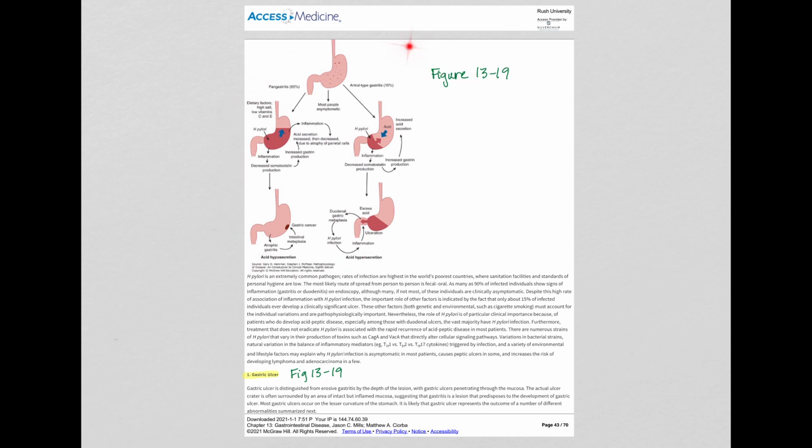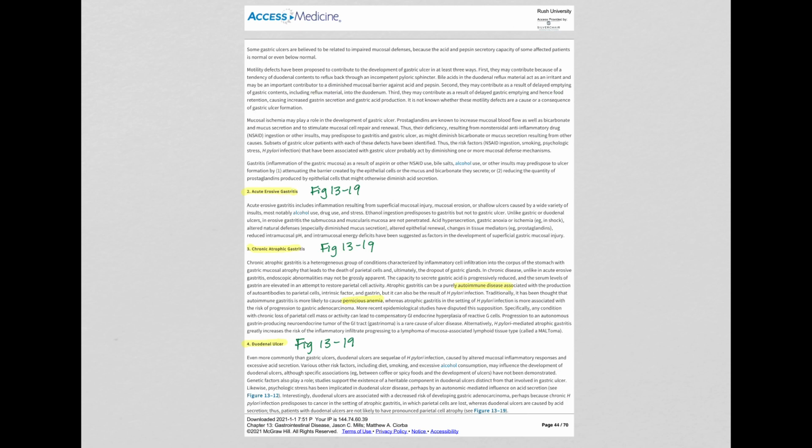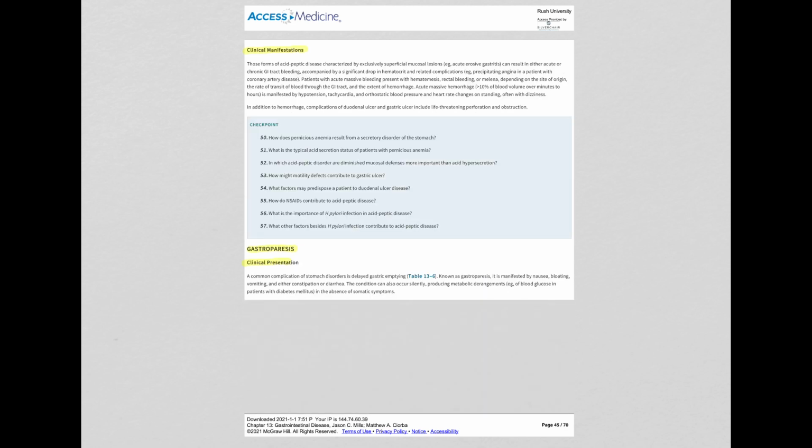This figure right here summarizes a lot of it, including the sections here: gastric ulcer, acute erosive gastritis, chronic atrophic gastritis, and duodenal ulcer. These are all summarized in figure 19. Clinical manifestations. I will draw your attention to the checkpoint.